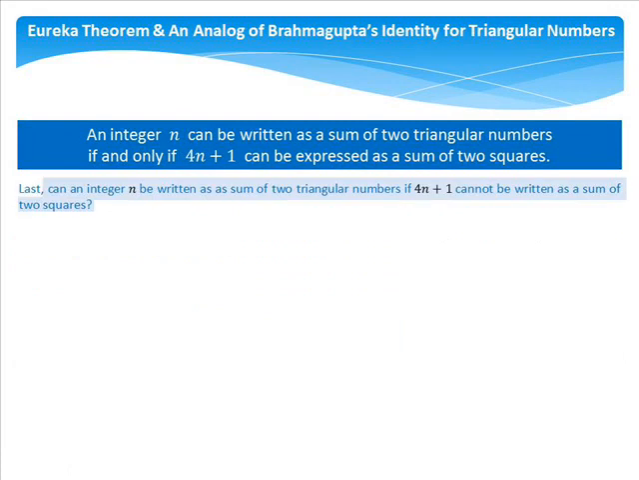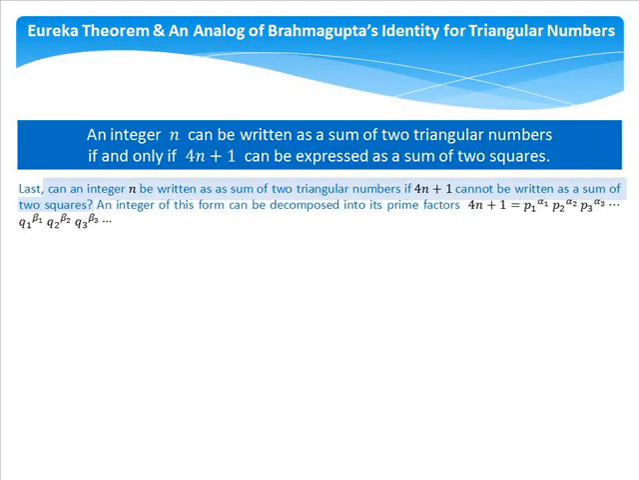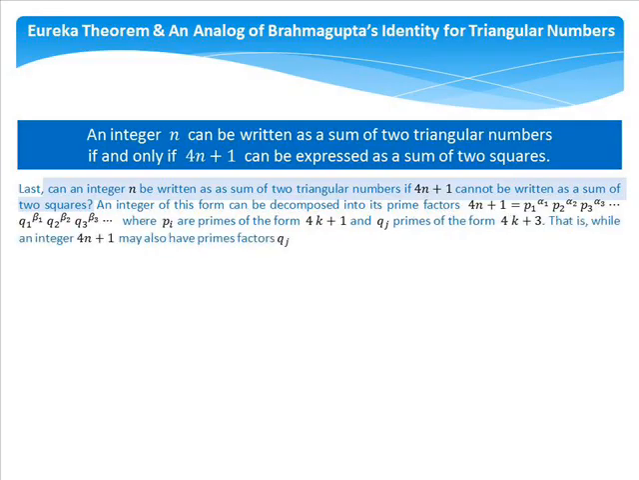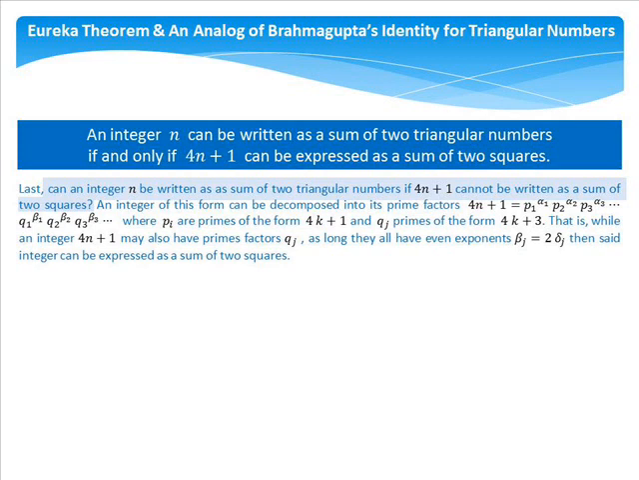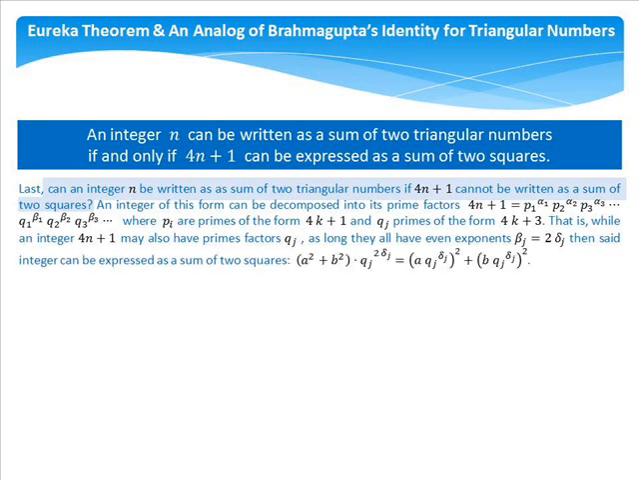Last, can an integer n be written as a sum of two triangular numbers if 4n plus 1 cannot be written as a sum of two squares? An integer of this form can be decomposed in its prime factors, where p sub i are primes of the form 4k plus 1 and q sub j are primes of the form 4k plus 3. That is, while an integer 4n plus 1 may also have prime factors q sub j, as long as they have even exponents, then said integer can be expressed as a sum of two squares.